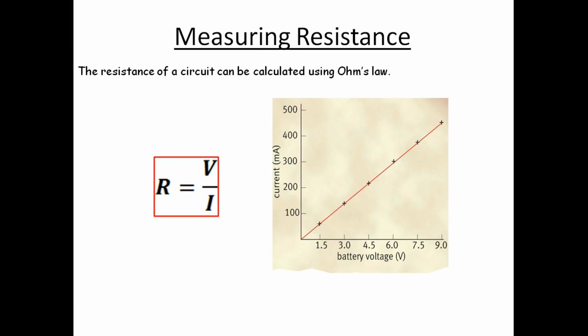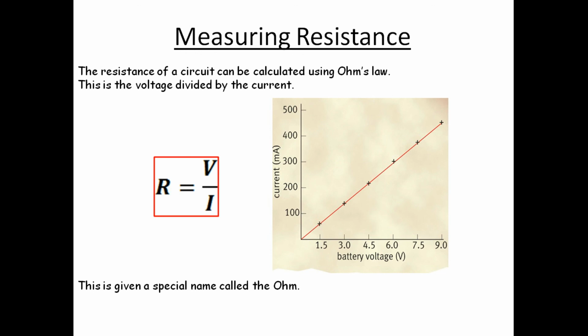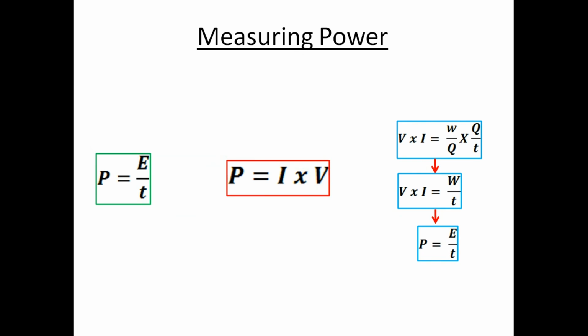Resistance. The resistance of a circuit can be calculated using Ohm's law. This is the voltage divided by the current. This is given a special name called the ohm. The resistance is therefore measured in ohms.